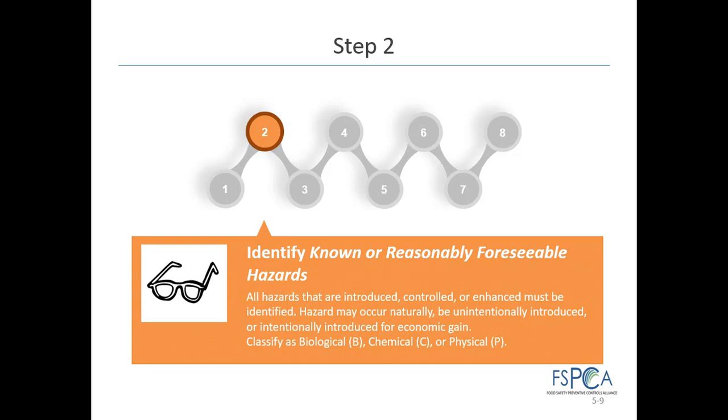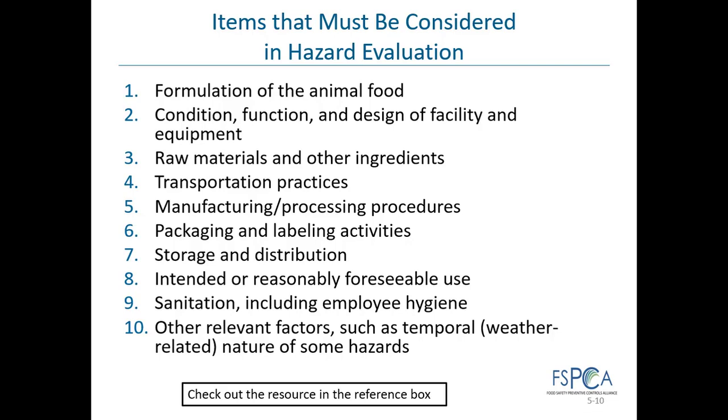Okay, so step number 1 was to list out the things that are going on in your facility. Step number 2 is to make your list of known or reasonably foreseeable hazards. So this is the identification piece. And remember, we saw in the regulations some of these things that might help us identify our known or reasonably foreseeable hazards. I already read through all of these. This is directly out of the regulation. I'm not going to read through them all again.